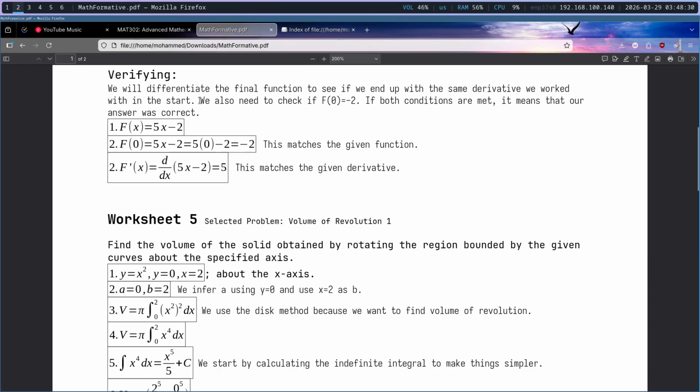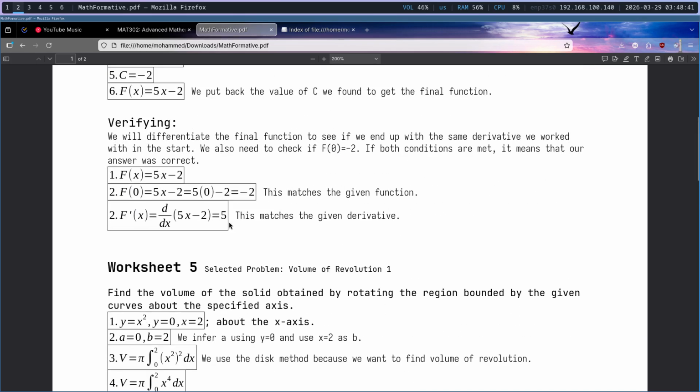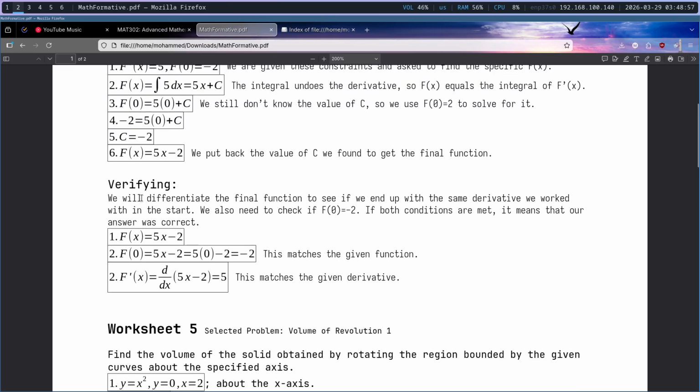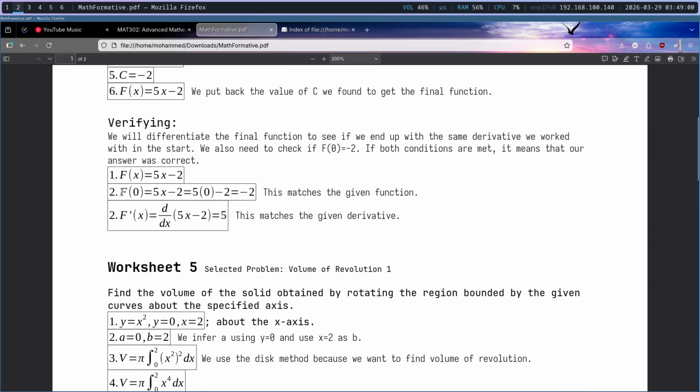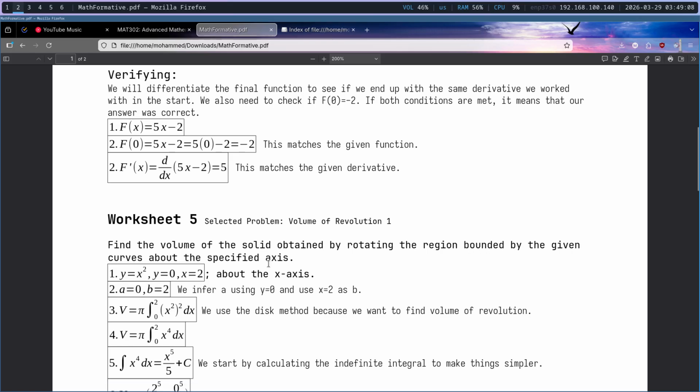To verify our answer, all we have to do is take the derivative of our answer, and if it matches what we had initially, then we know our answer is correct. So we can see that the derivative of 5x minus 2 is equal to 5, because the constant becomes 0, and whatever is multiplied by x just comes out directly. We can also verify by putting f(0) into it, and if we get the same answer as before, which is -2, then we know it's correct.